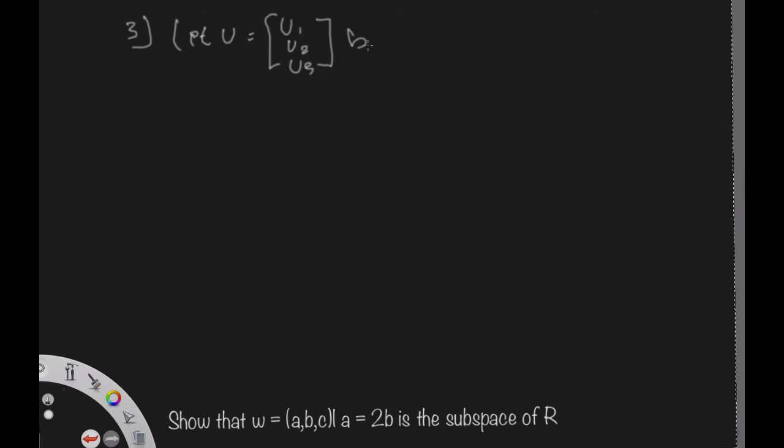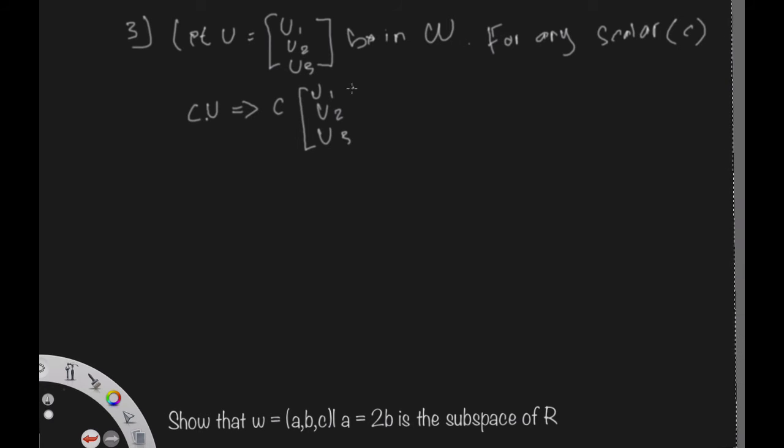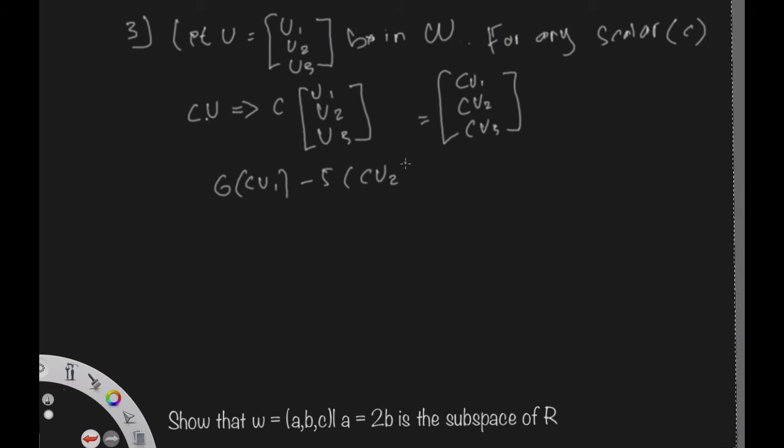Then we have this, it will be in W for any scalar, or we can say that scalar is C. So then we have CU for the scalar, and it's the same with C, U1, U2, U3, and it will be CU1, CU2, and CU3. So after we have this one, remember that we can write this 6 CU1 minus 5 CU2 plus 4 CU3. Okay, and it will be C here. The result is 0.